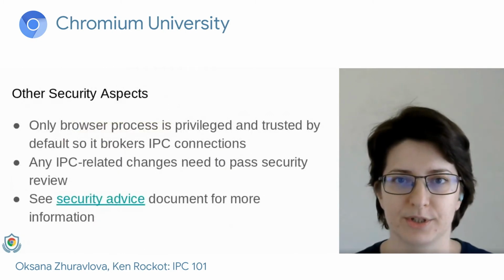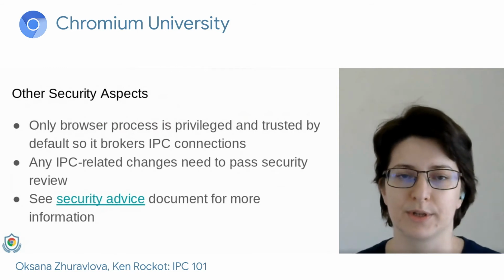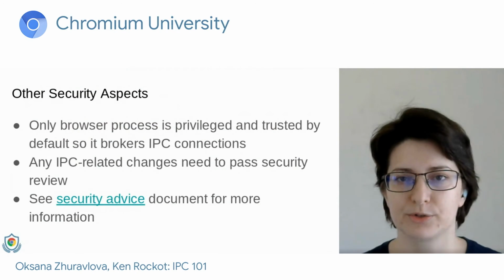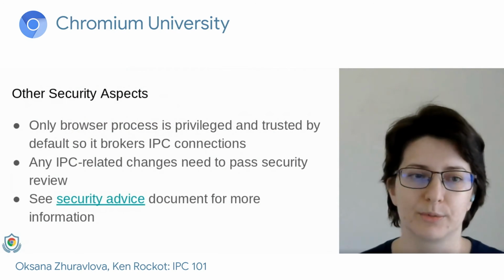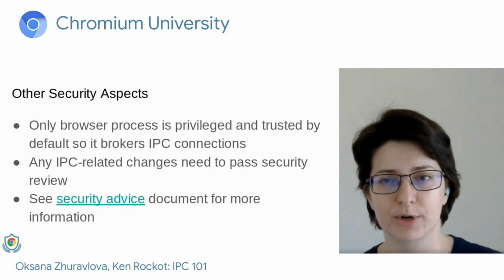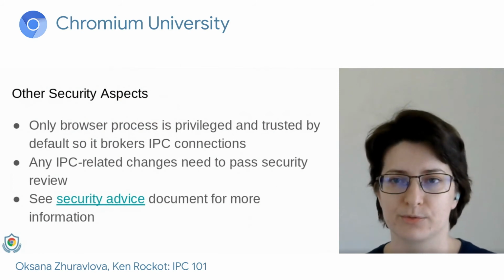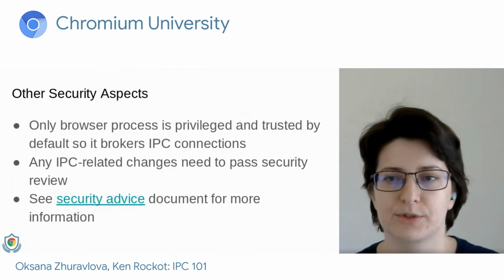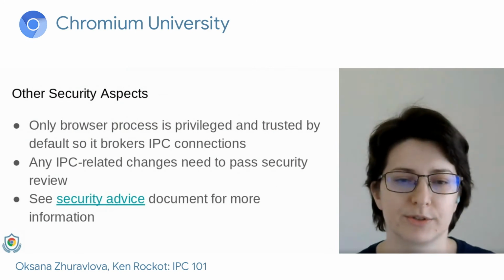So message validation is one way to make IPC more secure. We use other approaches. As mentioned, only the browser process is trusted by default. So if parts of Chromium want to communicate using IPC, the browser handles this communication. And whenever we make changes to Mojom files, someone from the security team has to approve them. Pre-submit checks in commit queue make sure this happens.